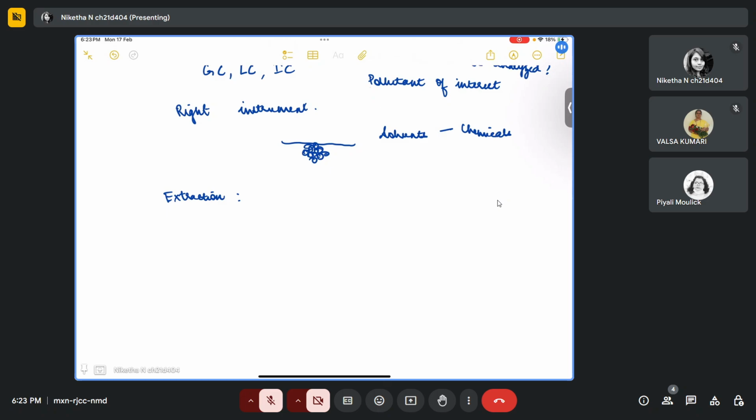I just gave you an example of this. So, can you explain it properly? Suitable solvent is added so that that organic compound goes into solution.